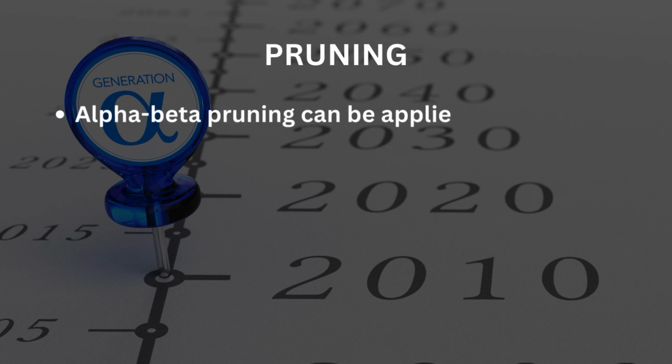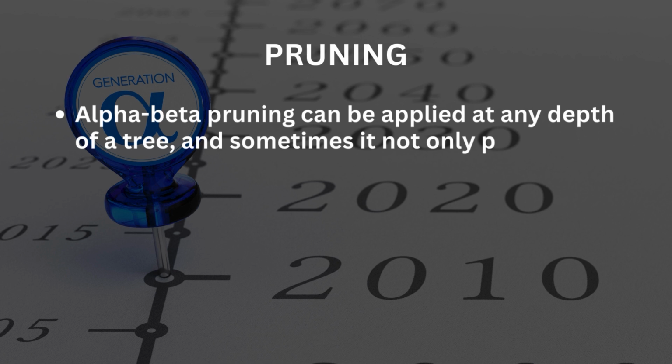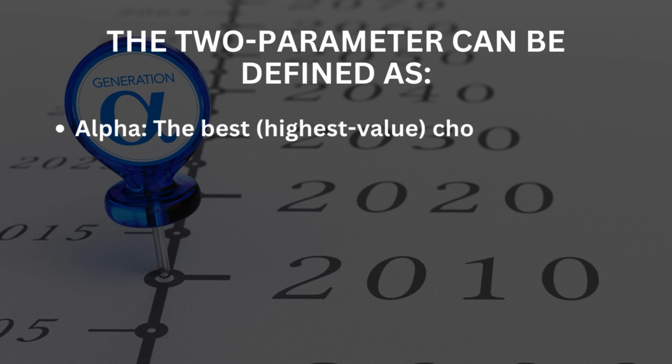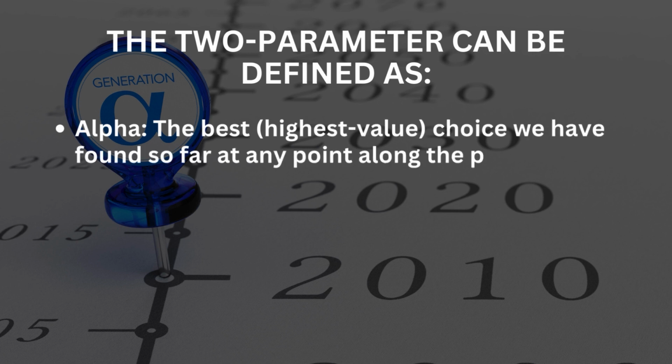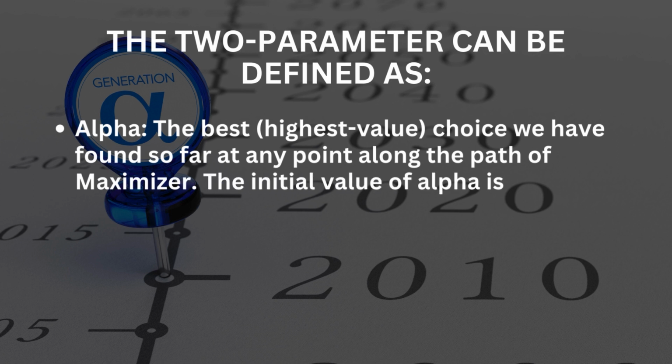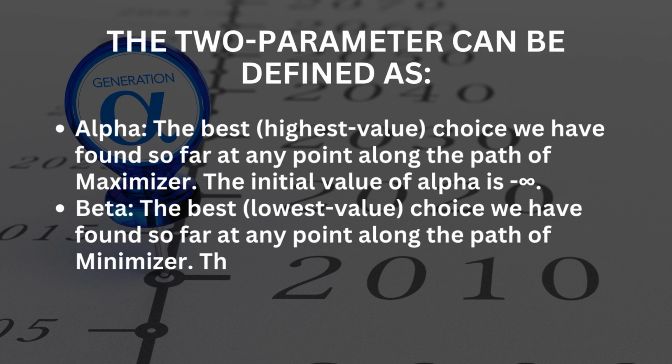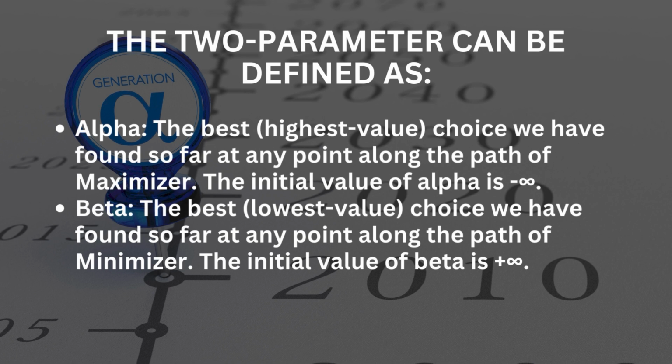Alpha beta pruning can be applied at any depth of a tree, and sometimes it prunes not only the tree leaves but also entire subtrees. The two parameters are alpha and beta. Alpha is the best, highest value choice we have found so far at any point along the path of the maximizer. The initial value of alpha is minus infinity. Beta is the best, lowest value choice we have found so far at any point along the path of the minimizer. The initial value of beta is plus infinity.